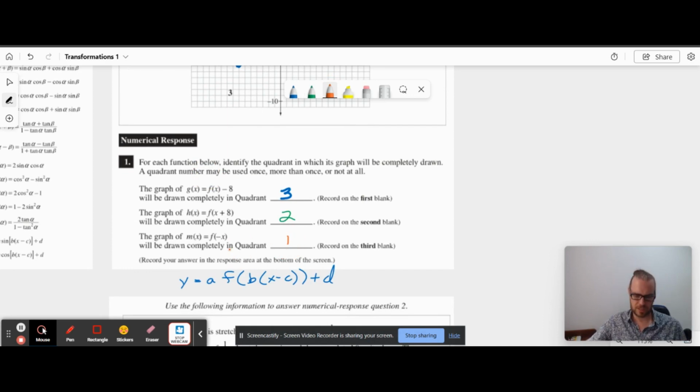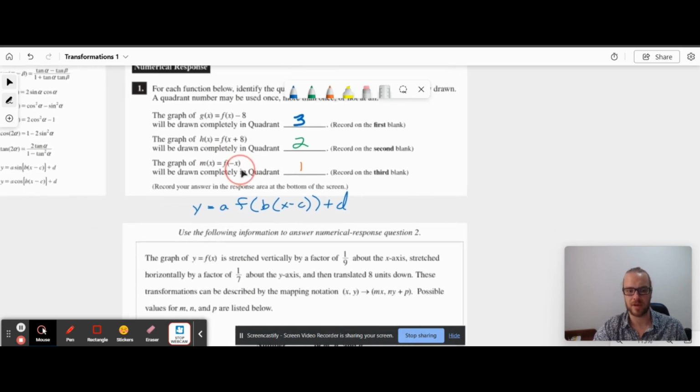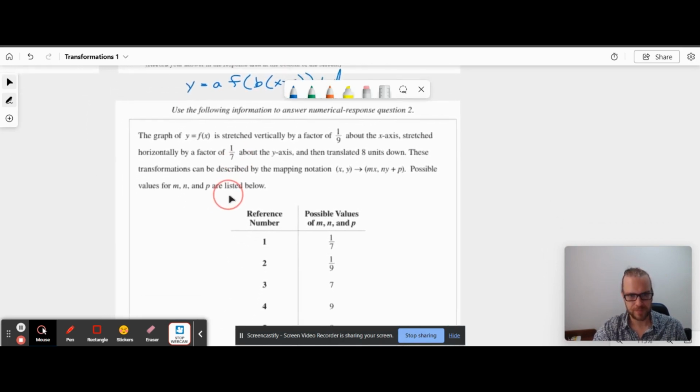After this, what we're going to do is look at another one where we're actually putting in some of these values and figuring out where they would go, a, b, c, or d. Okay, so we've got the graph of y equals f of x. It's stretched vertically by a factor of 1/9. Okay, so what I like to do with these is if I've got something like this with my students, I immediately tell them, write it down, man. Right? If it's a vertical stretch, that means that's an a value. Okay, it's stretched horizontally by a factor of 1/7, which is b, and then translated 8 units down, that would be a d because it's moving down vertical.